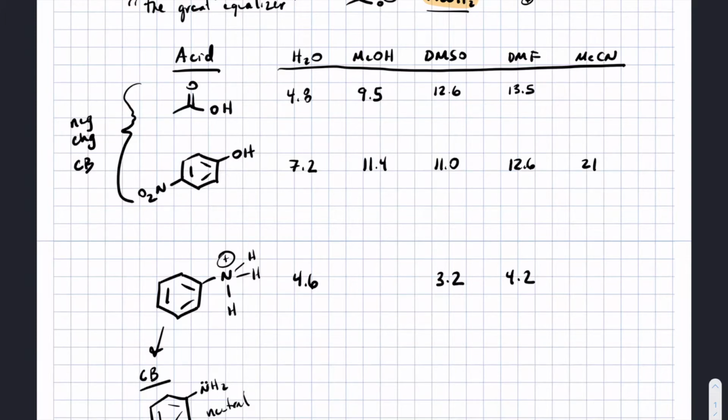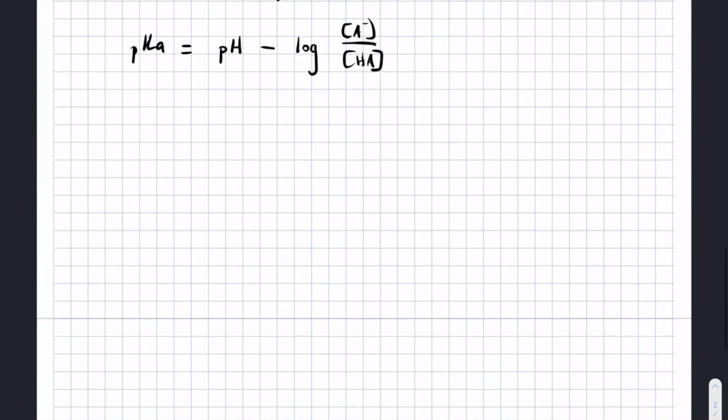All right. So here are some other trends. Oh, I want to show you how acidity trends that we're used to in water are more spread out in, say, DMSO. And by far, other than water, DMSO is the most common solvent to have determined pKa values in.